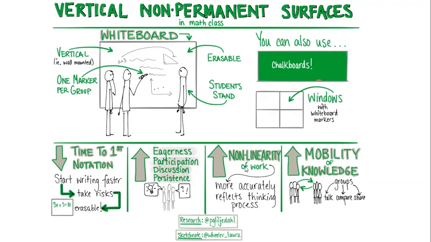There's non-linearity of work. So you'll see students proving trig identities. They'll start from the end, work their way up, start from the top, work their way down, meet in the middle. I definitely see a lot more of that on the whiteboards. And my favorite is mobility of knowledge. So you're not just working within one little group. It's really an effective class-wide discussion where they are communicating with other groups.